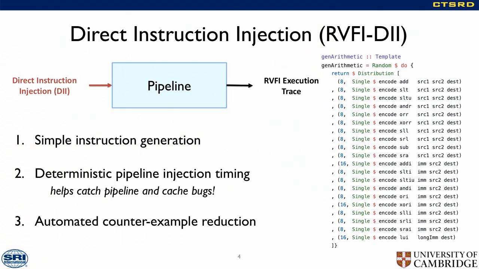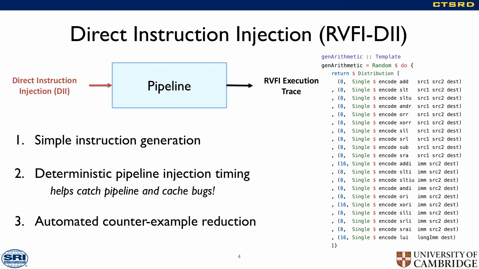Also, there's two other benefits of doing this. By injecting directly into the pipeline, we get deterministic pipeline timing for injection, so we can reproduce things like forwarding bugs, even as we shorten the counterexample. That leads to the last one. We get automated counterexample reduction.